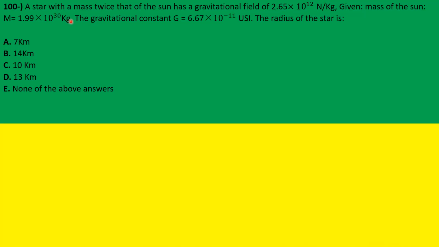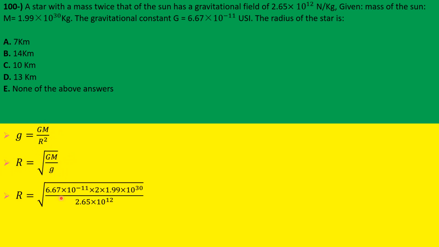All right, so a star with a mass twice that of the sun has a gravitational field of that. Given the mass of the sun is this, and the gravitational constant that, the radius of the star is... all right, so the field intensity at the surface is just GM over r squared, right? So we make radius the subject, so we have GM over g. So radius is the universal gravitational constant, the mass of the star is 2 times that of the sun, and we divide that by g at the surface, so our radius is 10 kilometers. So our answer is C.